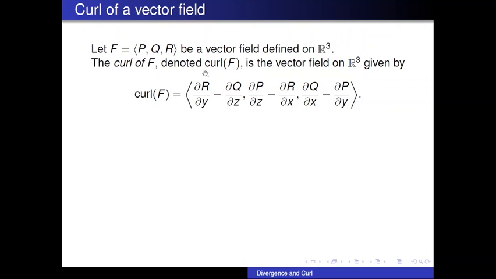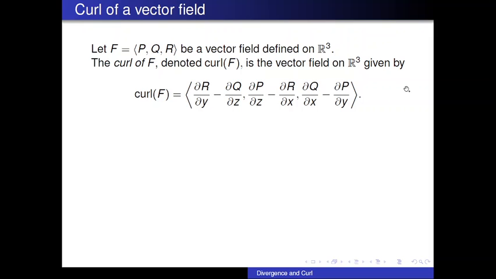And the three component functions of that vector field are given by these differences of partial derivatives. We have the partial derivative of r with respect to y minus the partial derivative of q with respect to z in our first component. In the second component of curl of F, we have the partial derivative of p with respect to z minus the partial derivative of r with respect to x. And in the last component of the curl, we get the partial derivative of q with respect to x minus the partial derivative of p with respect to y.